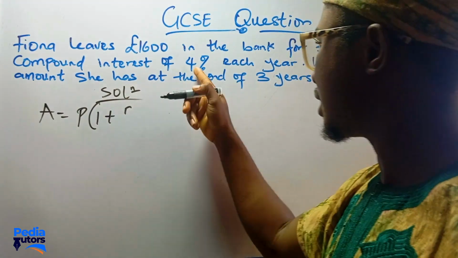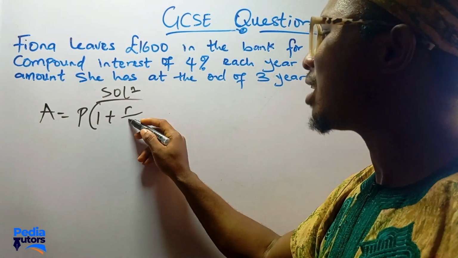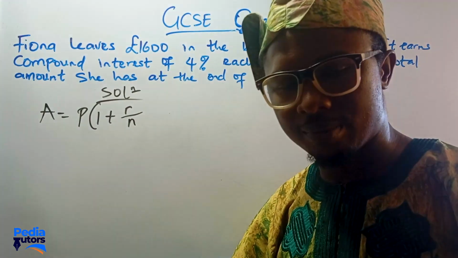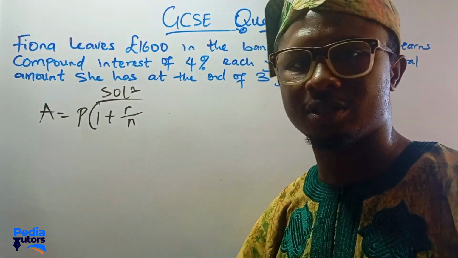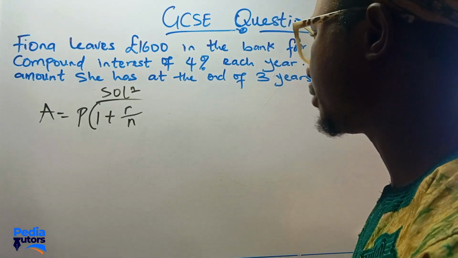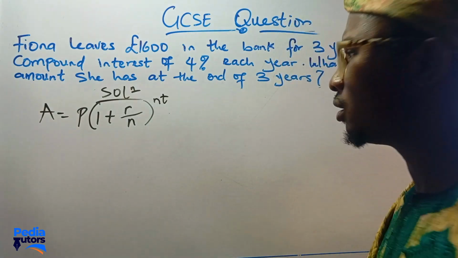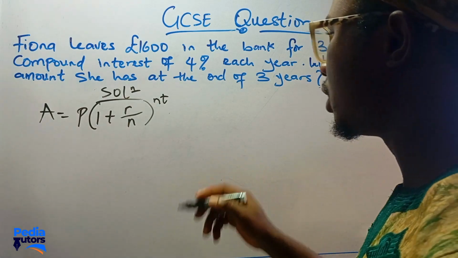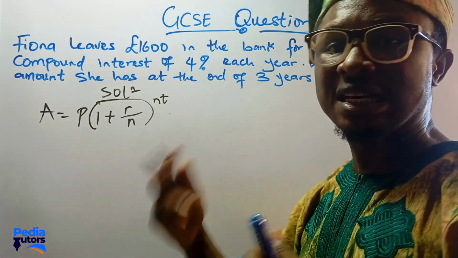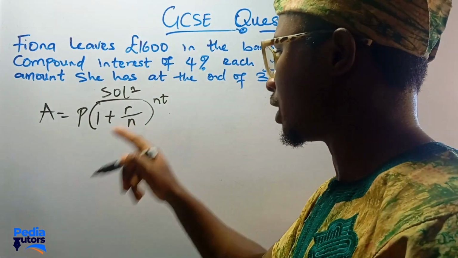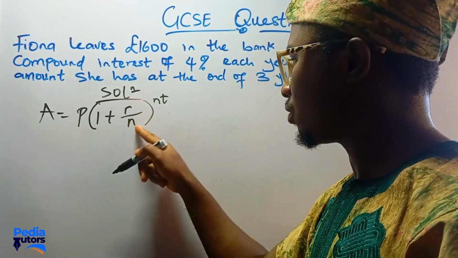So the rate, that's going to be 4 over the frequency each year. If you're having the compound interest 3 times a year, or probably 4 times a year, or probably 2 times a year, and frequency multiplied by the total number of years. Because we have the frequency just be each year, not 2 times a year, that means this is going to be r over 1.